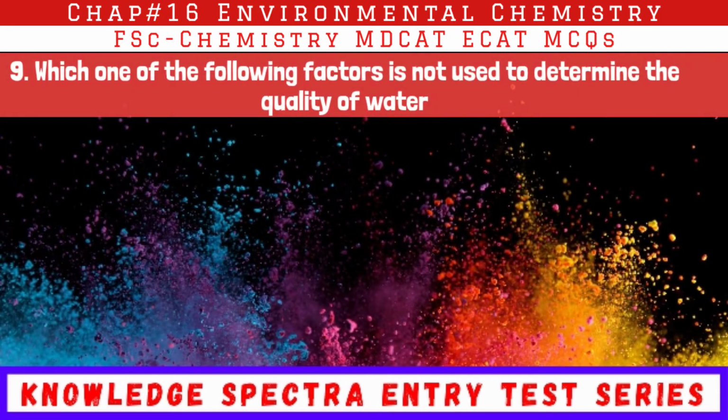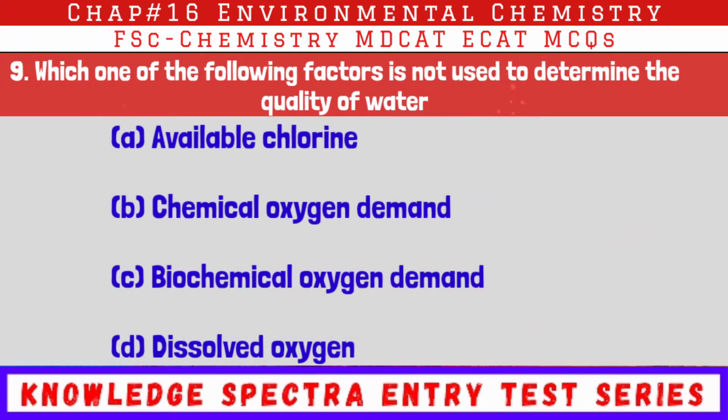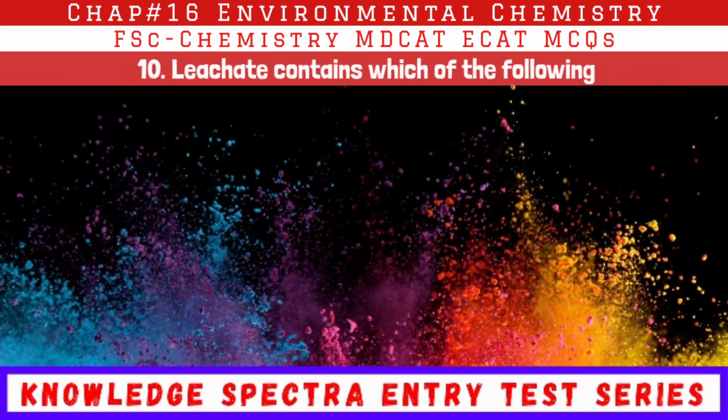9. Which one of the following factors is not used to determine the quality of water? A. Available chlorine. B. Chemical oxygen demand. C. Biochemical oxygen demand. D. Dissolved oxygen. Correct answer is A. Available chlorine.